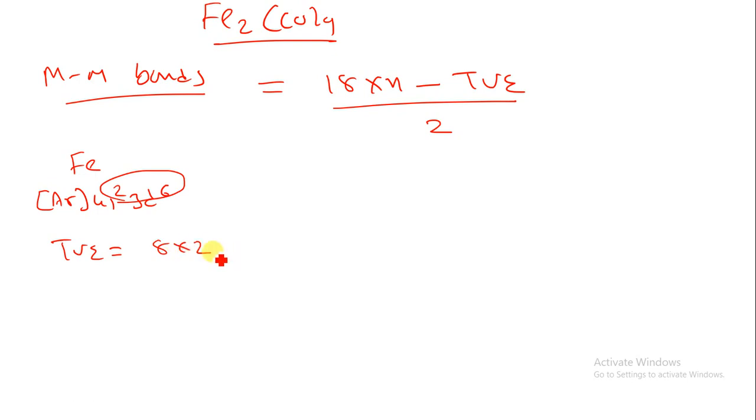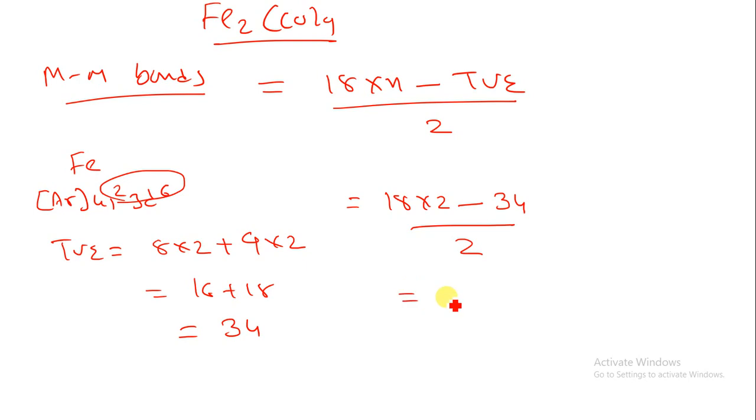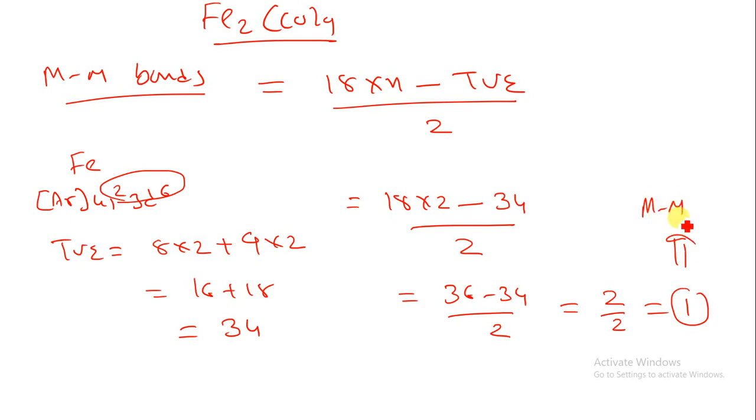Why? Because there are 2 Fe plus there are 9 CO. For each CO I have to add 2, so there will be 18 electrons. So 16 plus 18 gives 34 electrons. Now in this structure I have to put 18 into 2 minus 34 electrons, divided by 2. So 36 minus 34 gives 2. 2 divided by 2 is 1. So you can say that there is one metal-metal bond present in Fe2(CO)9.